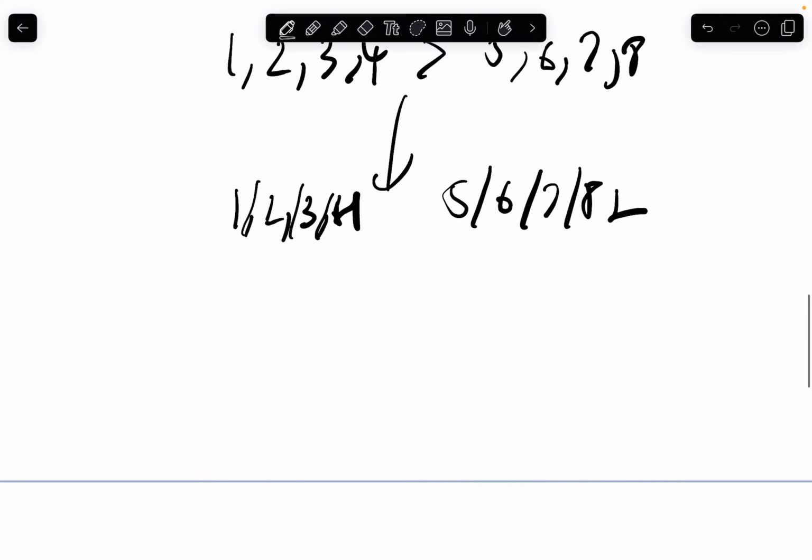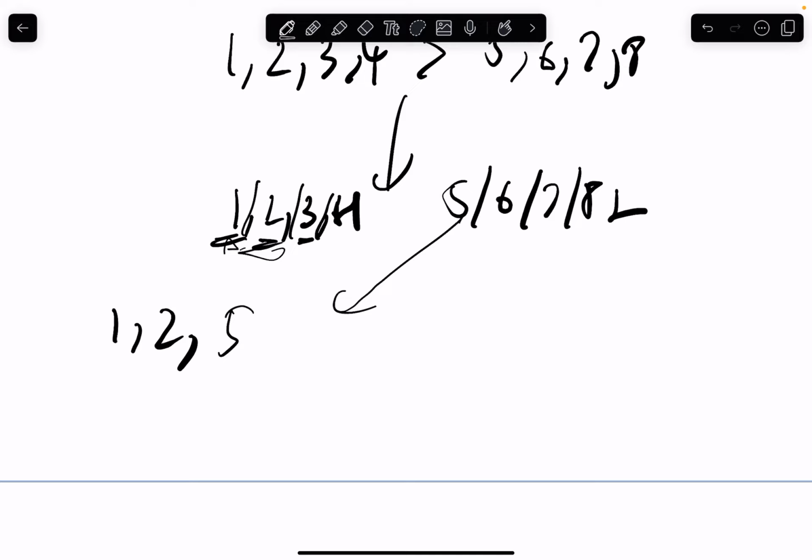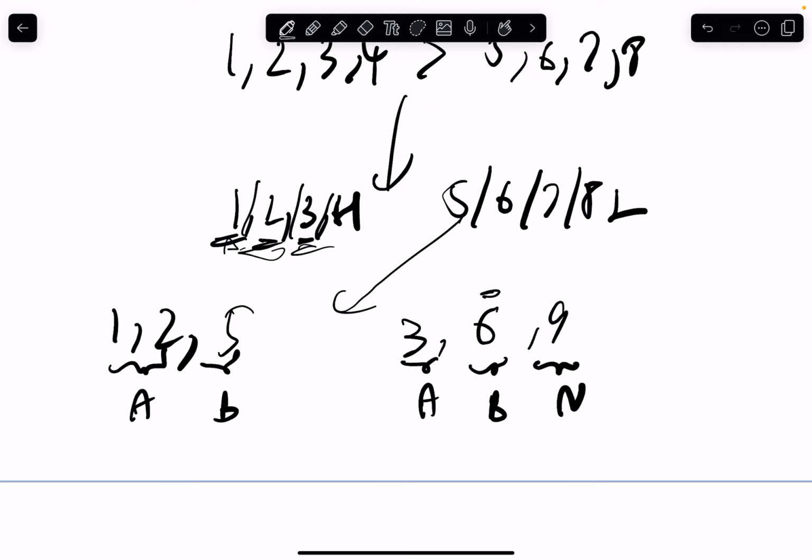Let's take a couple from group 1, right? Let's take a couple from group 2 as well. Okay, yeah, we've taken two representatives of this side. Let's bring one from the third side, 3, 6, 9. One from this side, one from this side, and one neutral. See, this is how the split is going to be: A, B, A, B, neutral.